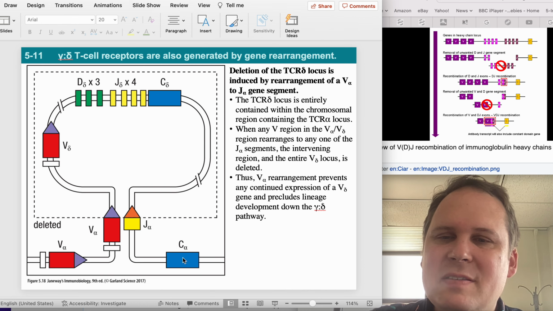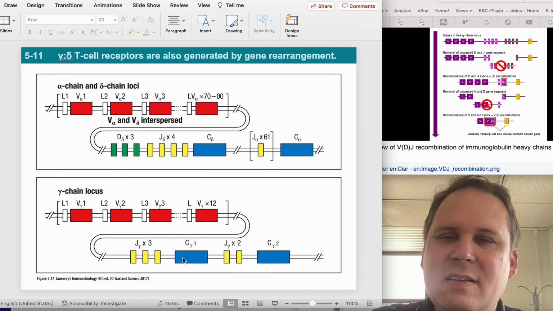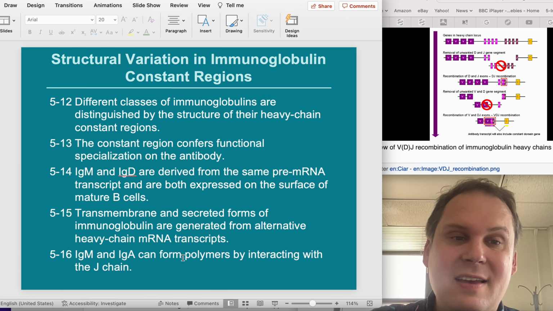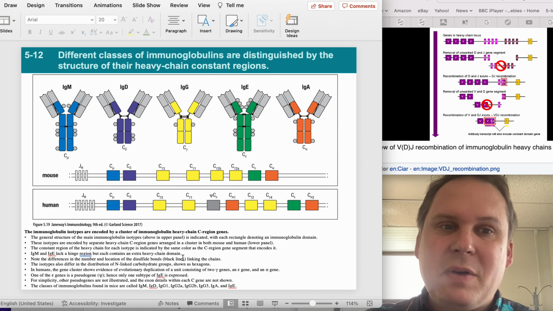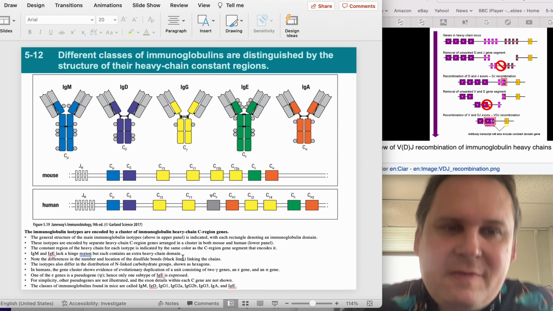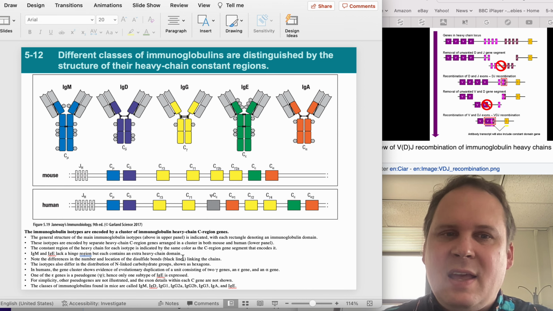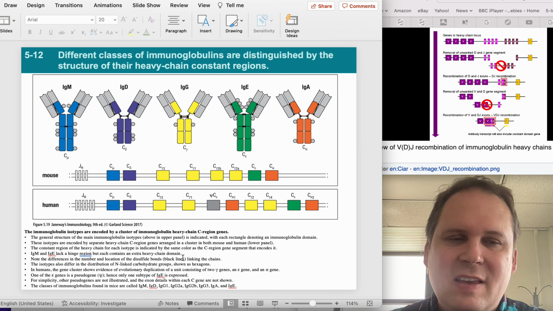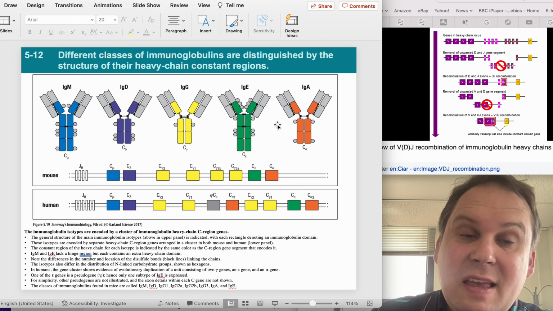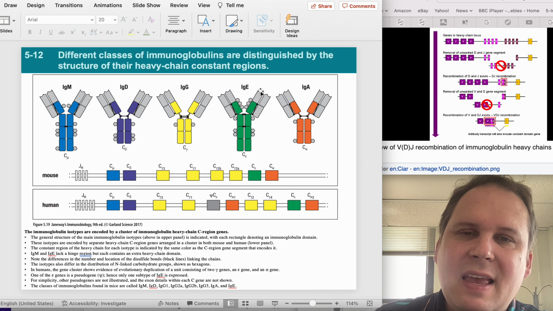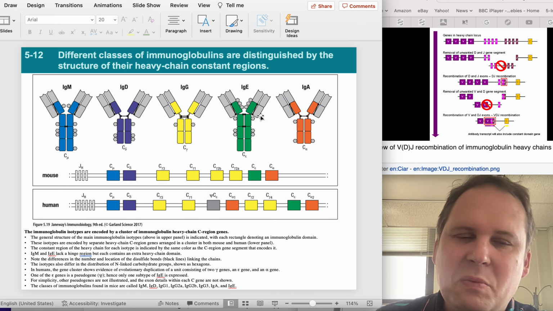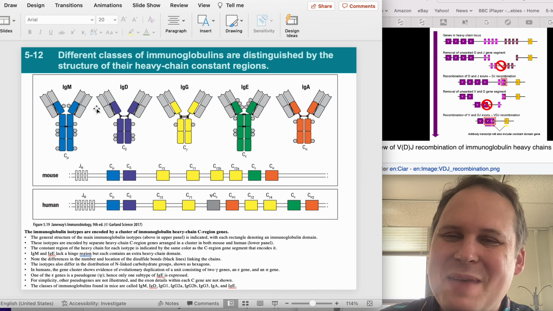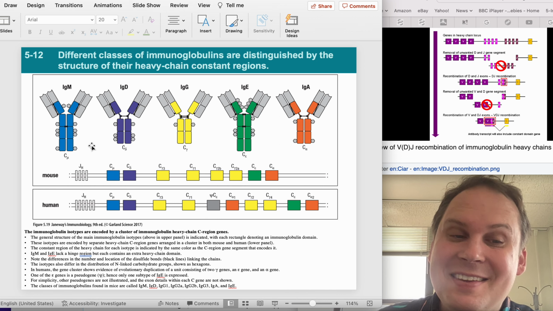And fine, the process works about the same. You loop these things out. It's still RAG1 and RAG2 doing the job. Not a lot more to say than that. The thing that we want to cover, though, is different types of antibodies. And so antibodies of these different classes, like IgA, IgM, IgE, will generally have exactly the same variable region. So weirdly, the variable region on an antibody ends up being constant once it's made. And the thing that changes is the constant region.